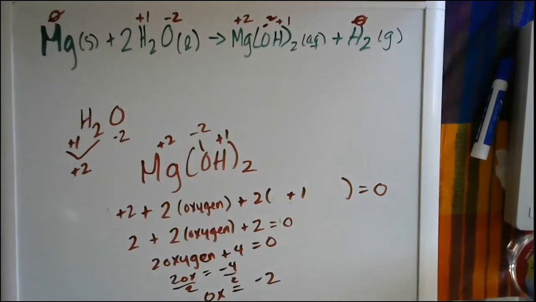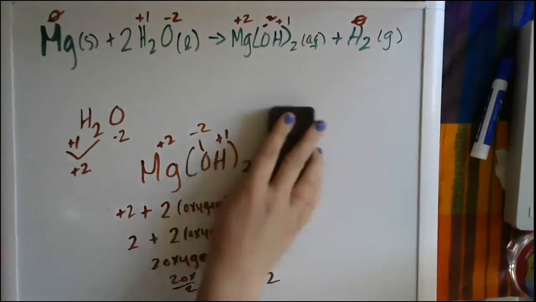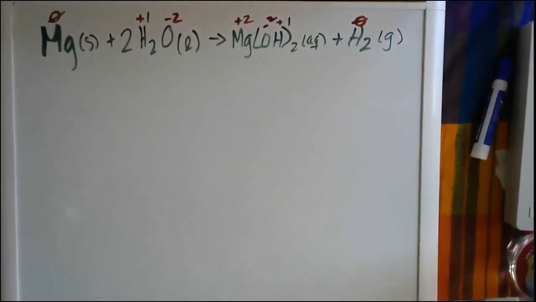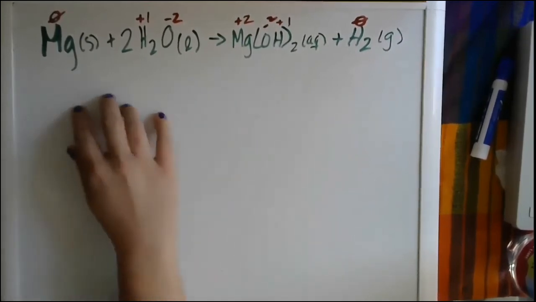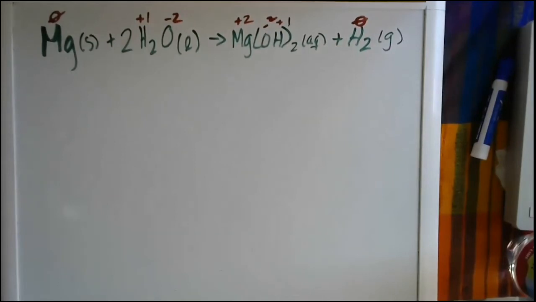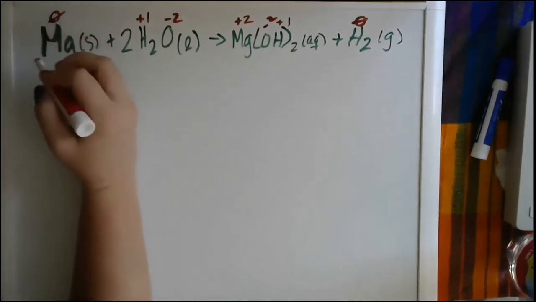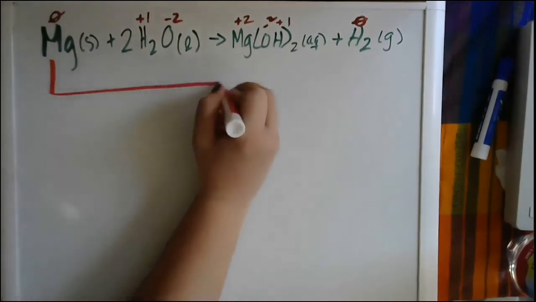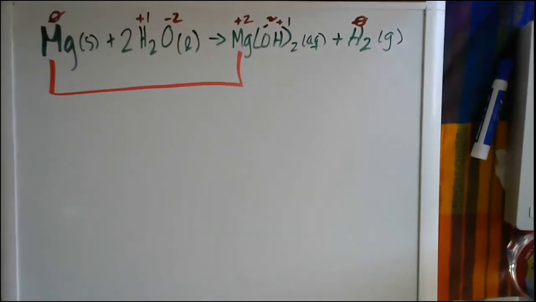Okay, now what you are looking for up in your equation is changes in oxidation state. If you do not have any changes in any of the oxidation states in this reaction, then you do not have a redox reaction. In this case, we do see some changes, so we're going to track them. Let's look at what happened to magnesium. Magnesium went from an oxidation state of 0 to an oxidation state of +2.